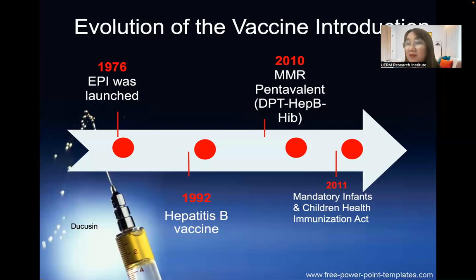In 2011, the Mandatory Infants and Children Health Immunization Act, or RA 10152, was signed into law by then-President Noynoy Aquino, requiring all children under 5 years old to be given basic immunization against 10 vaccine-preventable diseases: tuberculosis, diphtheria, tetanus, and pertussis, poliomyelitis, measles, mumps, rubella or German measles, hepatitis B, Haemophilus influenzae type B or HIB.